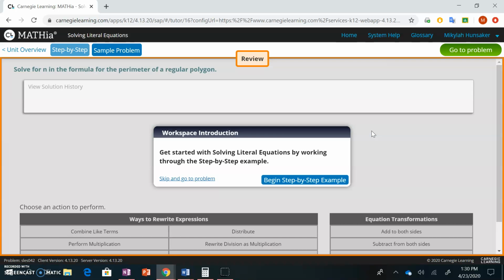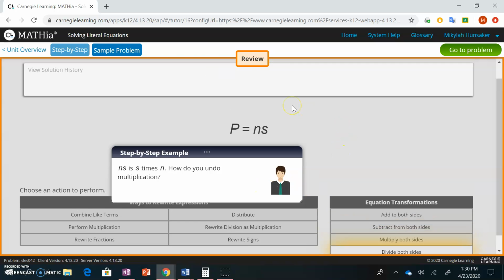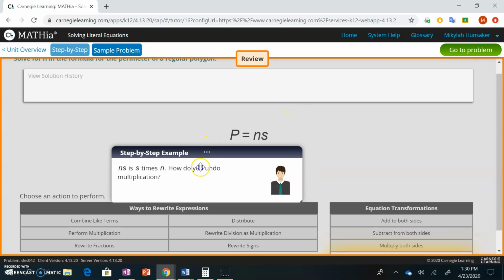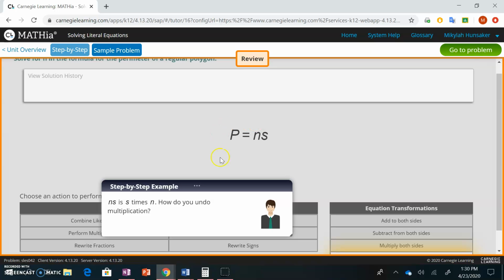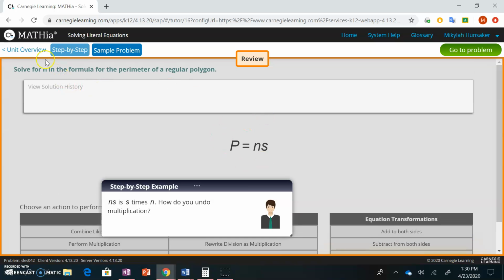This is pretty much exactly what you just did in the last one, except it doesn't have that side problem to help you. So we're going to start our step-by-step example. My computer's being slow today. I think it's loading. Anyway, we can kind of see what we're doing. We're going to solve for n in the formula for the perimeter of a regular polygon. There we go, my computer finally woke up. P equals ns. So we're going to solve for n.